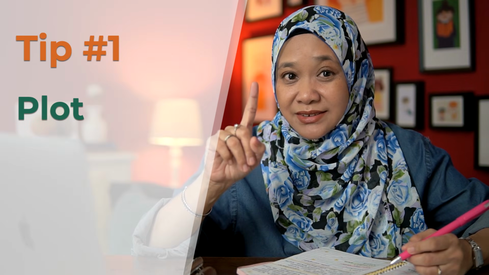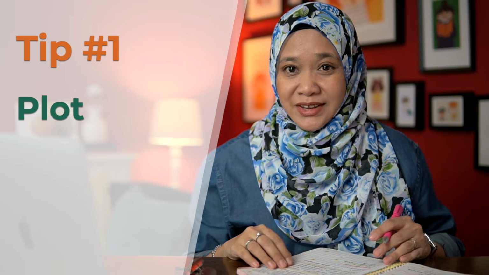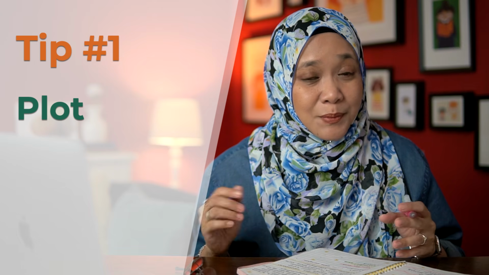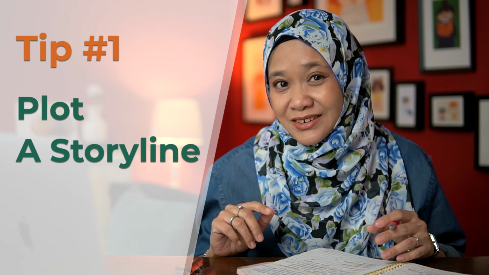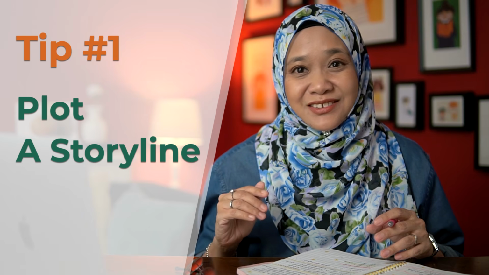Tip number 1. The most important element in writing a story is you need to have a plot. What is a plot? A plot is a storyline. Organization is very important to ensure an interesting flow of your story. You are expected to think how your story begins and how it ends. You must have the sequence of events that make up a story.